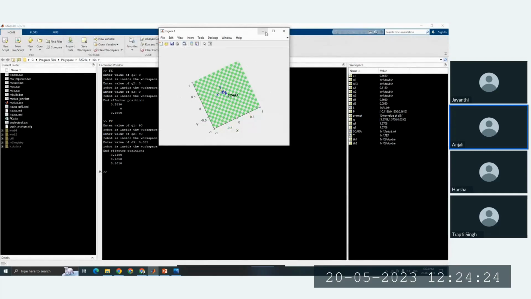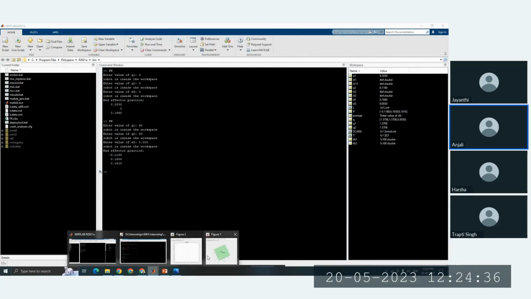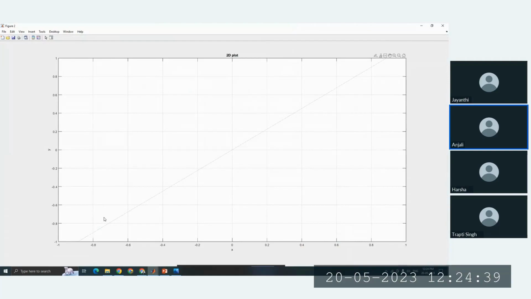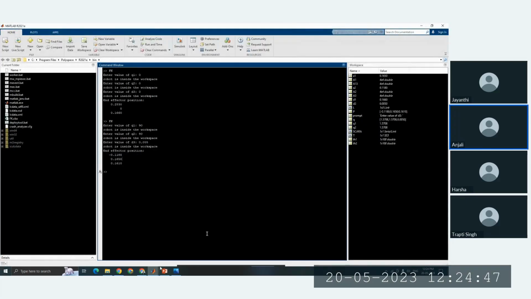So you can take a guess at how this robot works in different environments and how you can move the robot by giving these joint angle values. Also, this graph shows the whole range from -1 to 1 for the X and Y position of this robot.